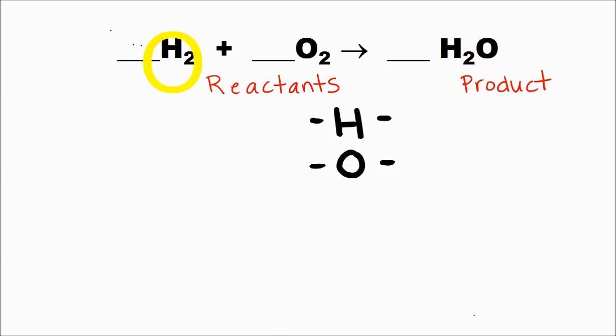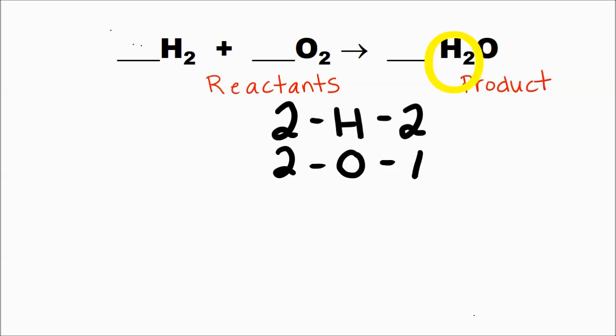If we look at the left side of the equation, we can see that there are 2 hydrogen atoms and there are then 2 oxygen atoms. And if we look at the right side, we see that there are 2 hydrogens and only 1 oxygen. If we look at our oxygens, we can see that the oxygens are not balanced because there are 2 oxygens on the left side of the equation and only 1 on the right.